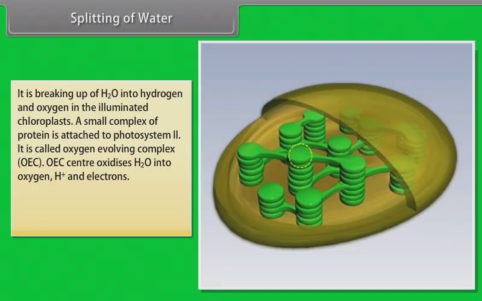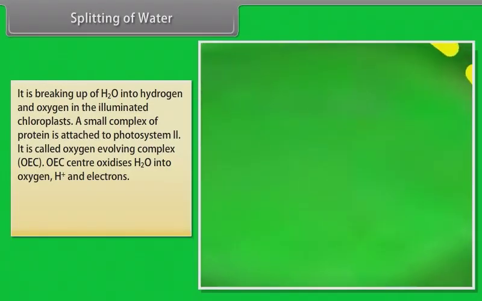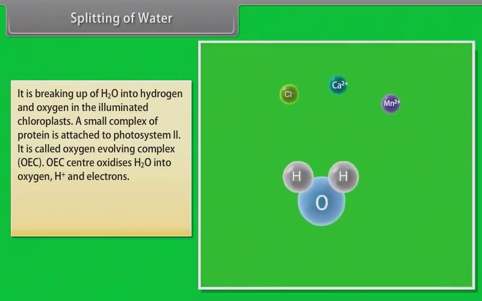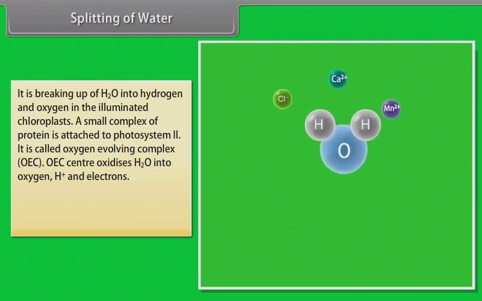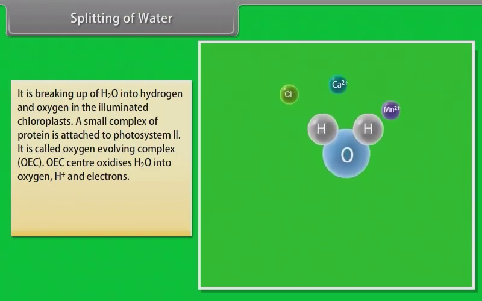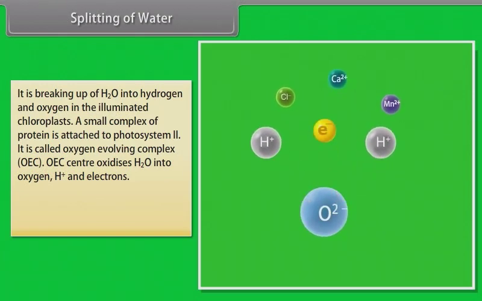Splitting of water. It is breaking up of H2O into hydrogen and oxygen in the illuminated chloroplast. A small complex of protein is attached to photosystem 2. It is called oxygen evolving complex. OEC center oxidizes H2O into oxygen, H+, and electrons. Cl-, Ca2+, and Mn2+ are required during this process.